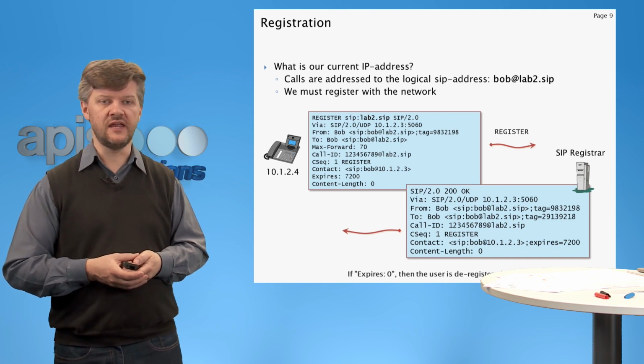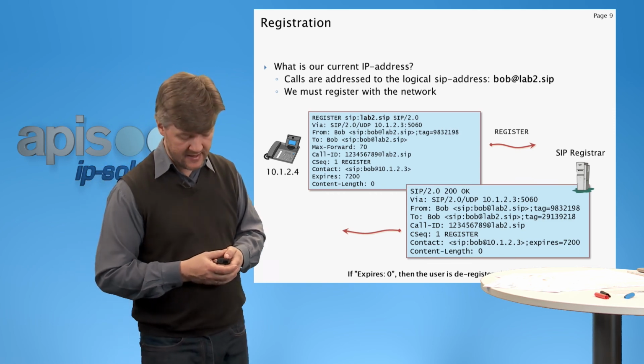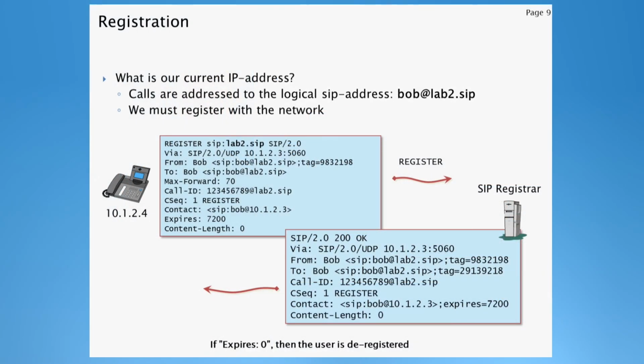And finally, if expires is 0, then that means the user is deregistered. So there's actually a very, very tiny difference between registration and deregistration. It's only the value of this expires. This is a function that's used in other methods as well, as we will see later on. Expires being set to 0 means negating something, meaning we're shutting something down now. In this case, we're shutting the registration down by setting expires to 0.